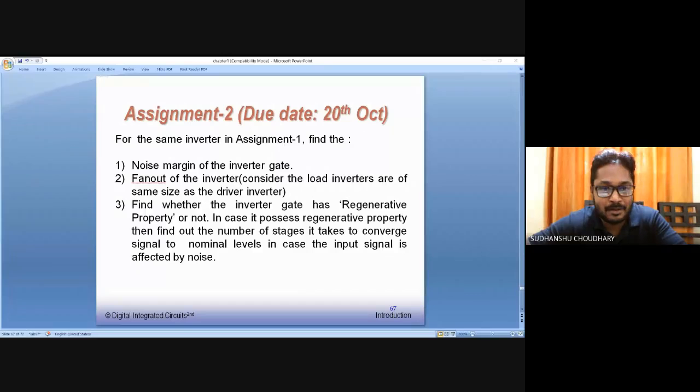So for example, this is the input and output characteristics. From here I can find out the TPLH and TPHL.